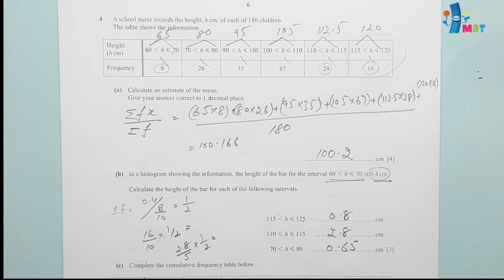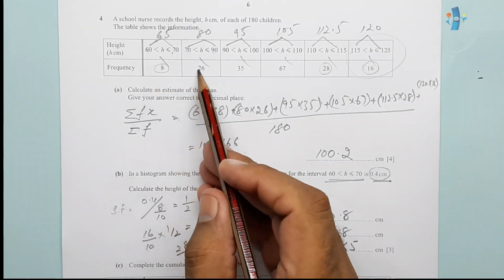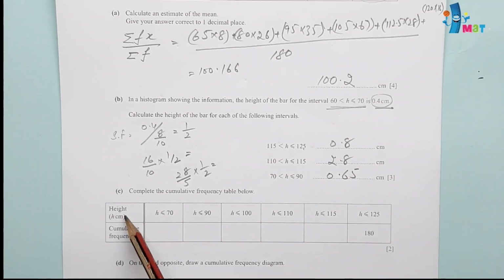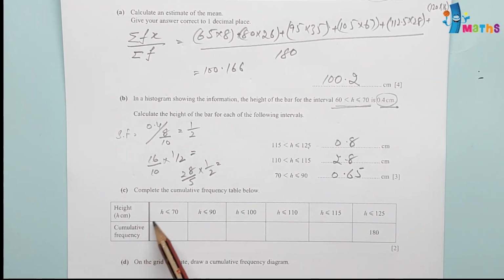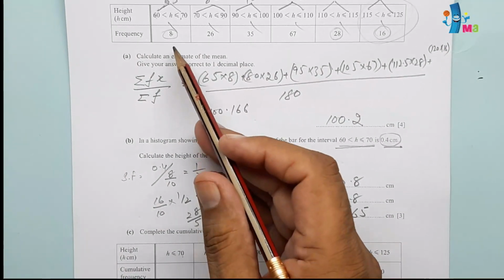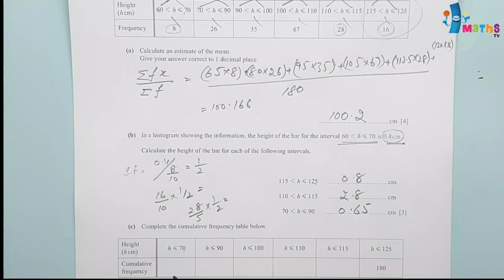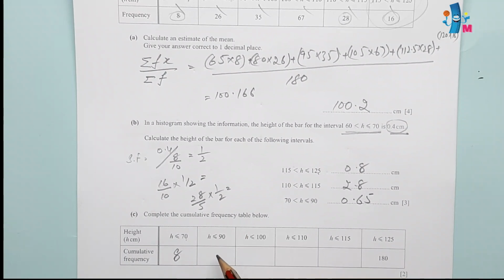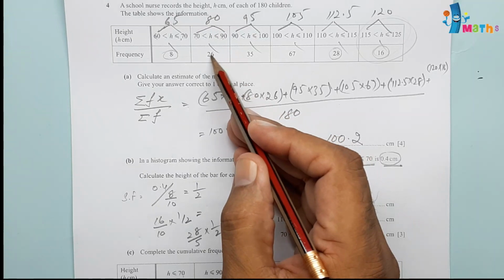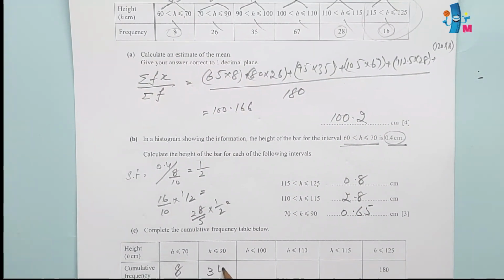Now complete the cumulative frequency table. The cumulative frequency table will be based on this one. For example, this is the table given. Height is this one. So under 70 will be how much? Under 70, if you check, this one below 70 is 8. So we will fill this table as 8, and below 90 will be this one, it's 26 plus 8. 26 plus 8 will be 34.